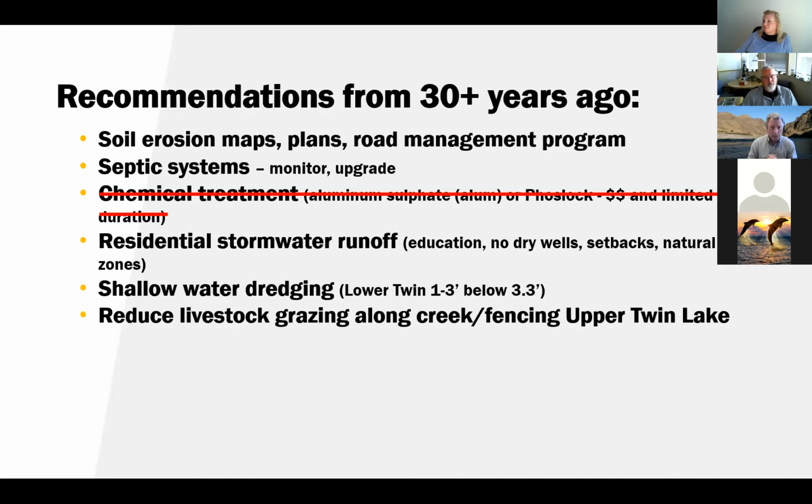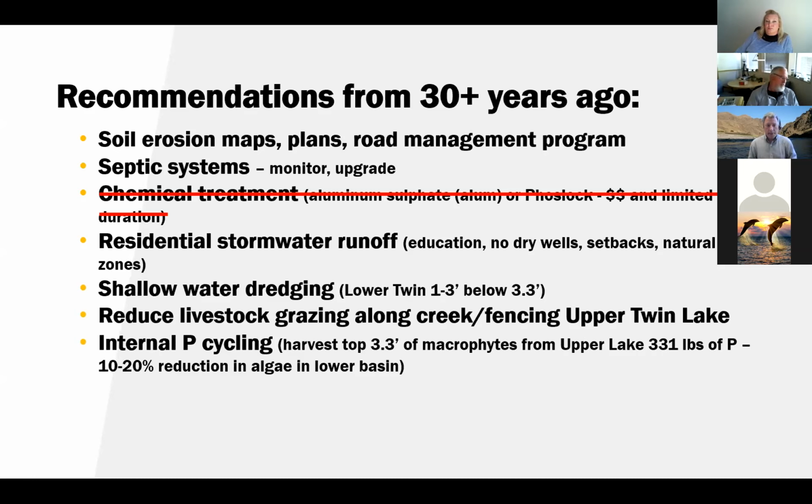The other recommendations were to reduce livestock grazing along the creek. This is in the Upper Twin Lake along Fish Creek, and then to put fencing in on those properties to prevent the cattle from coming into the soft areas and disturbing the stream banks and causing erosion in that manner. The other two were looking at the internal cycling, so that was also recognized back then.